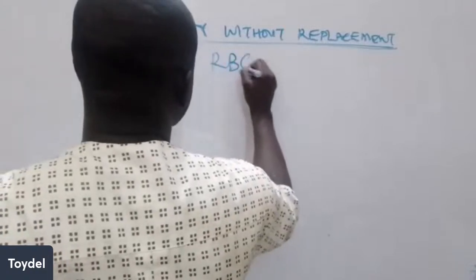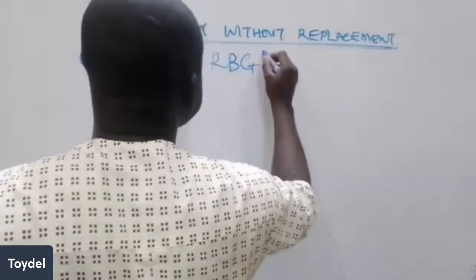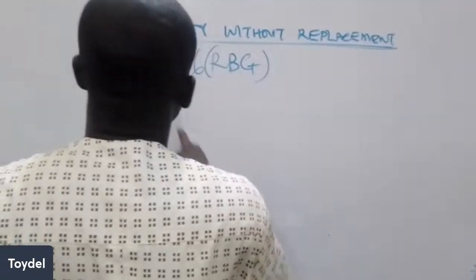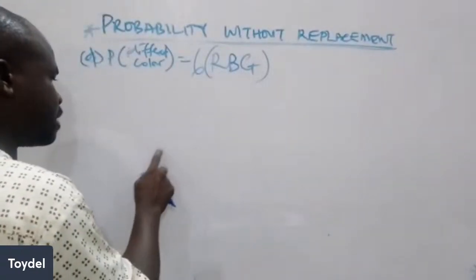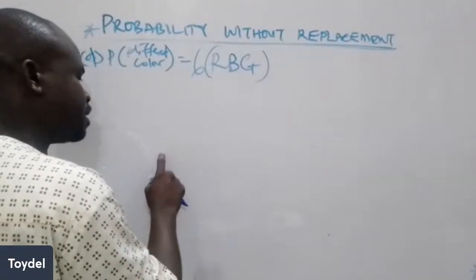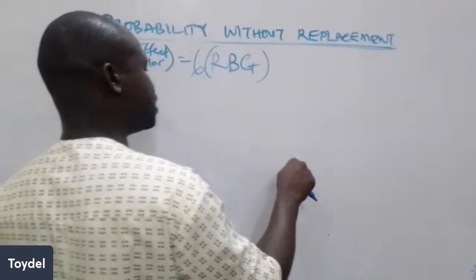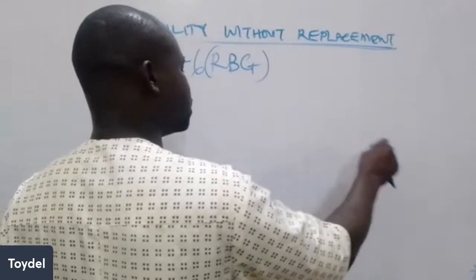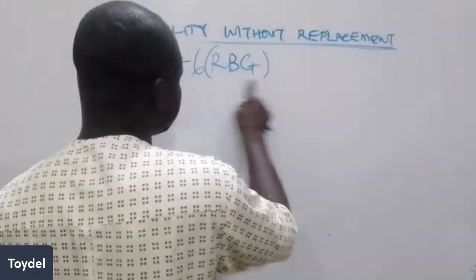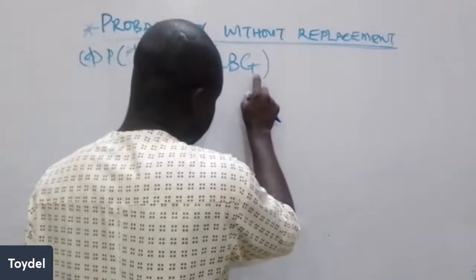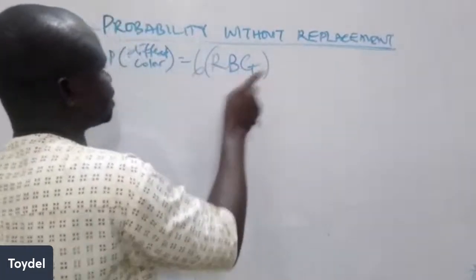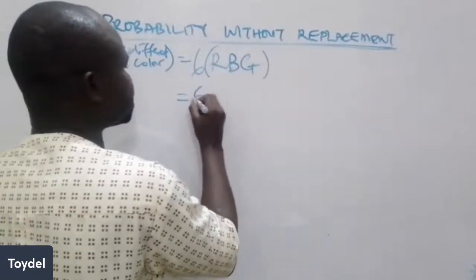red, blue, green, everything multiplied by 6. Because if you have different color, you can first pick red, blue, green, or red, green, blue, or you pick blue, red, green, blue, green, red. So everything will be, you must pick all the 3, then multiply by 6. If you don't want to stress yourself, that will be 6 into bracket.